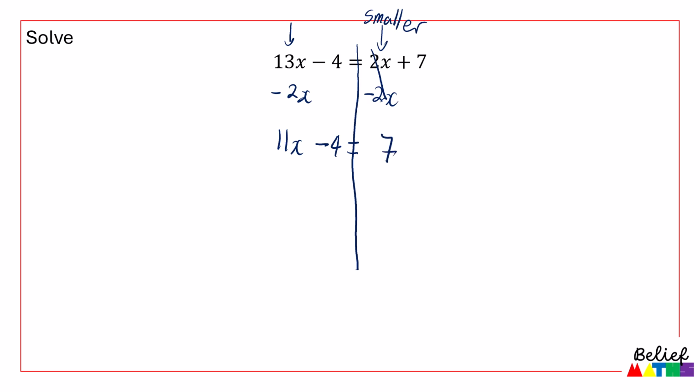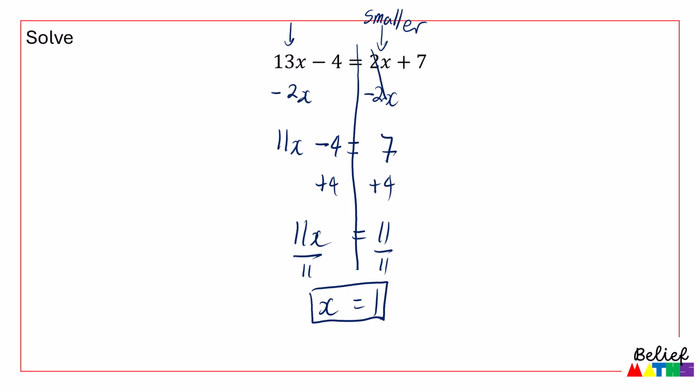And now I'm back to what we had in our first question. We've got an x, a constant, and then another constant. So getting rid of the negative 4, we add 4 to both sides. We get 11x equals 11, and then we just divide both sides by 11. 11 divided by 11 is 1. So in this case, x equals 1.